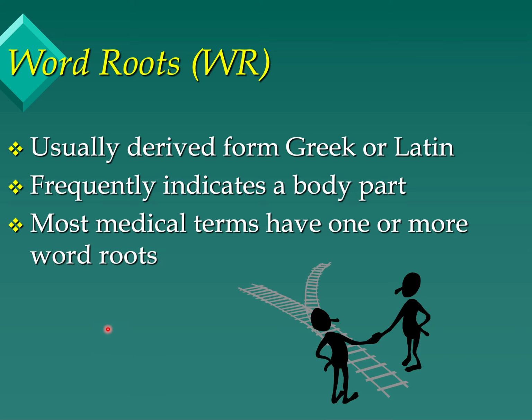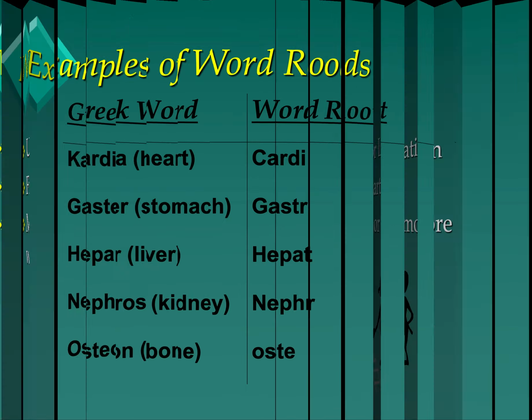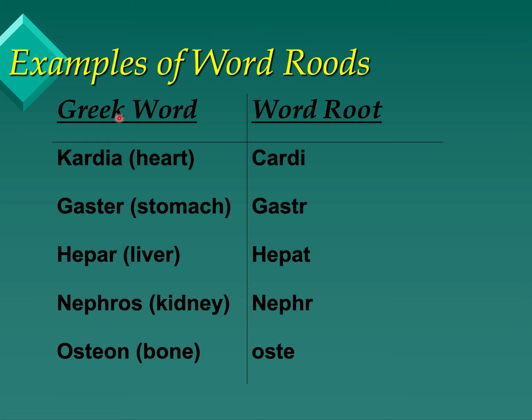So in summary, we have word roots, usually derived from Greek or Latin, which frequently indicate a body part. Most medical terms have one or more word roots. Examples of word roots: from the Greek word cardia, which means heart, we use the root cardi. Gaster, gastr, which means stomach. Hepa, hepat. Nephros, which means kidney, nephr. We use nephr and then we add a suffix or a prefix according to the meaning that we want to tell. Osteon, which means bone, we use the root oste.